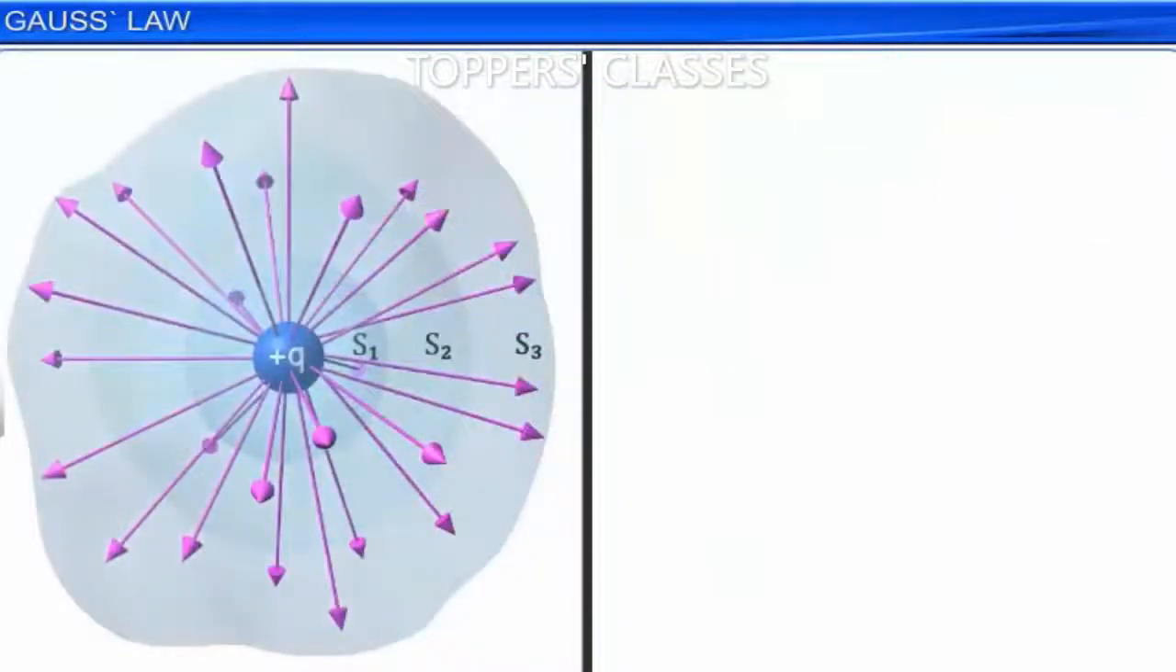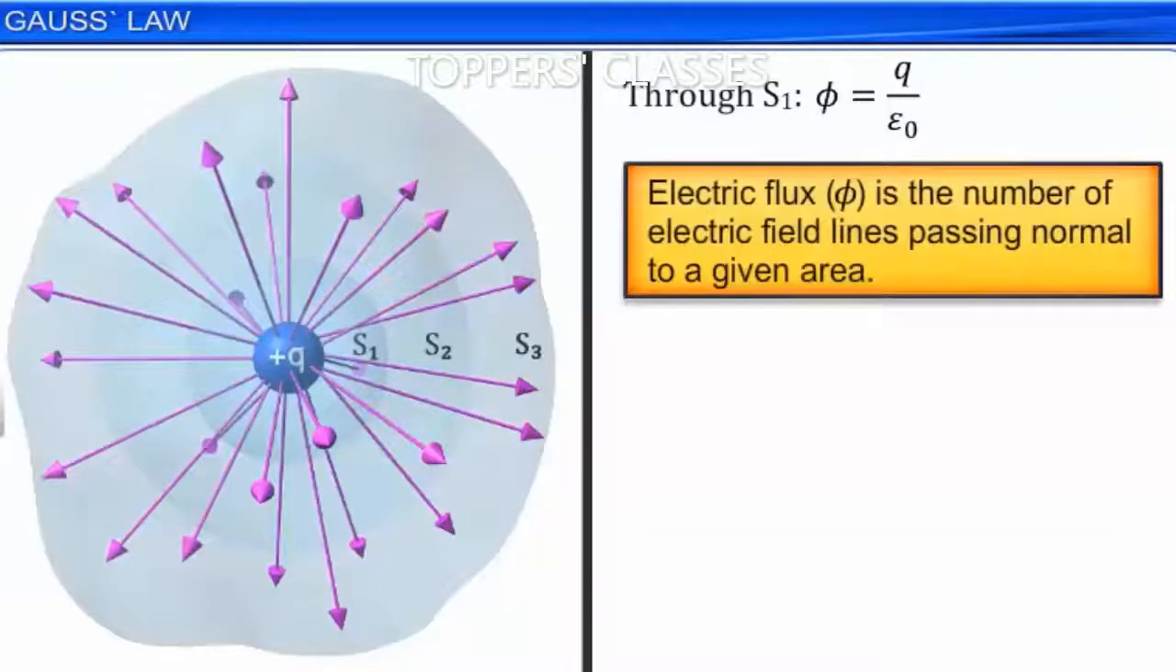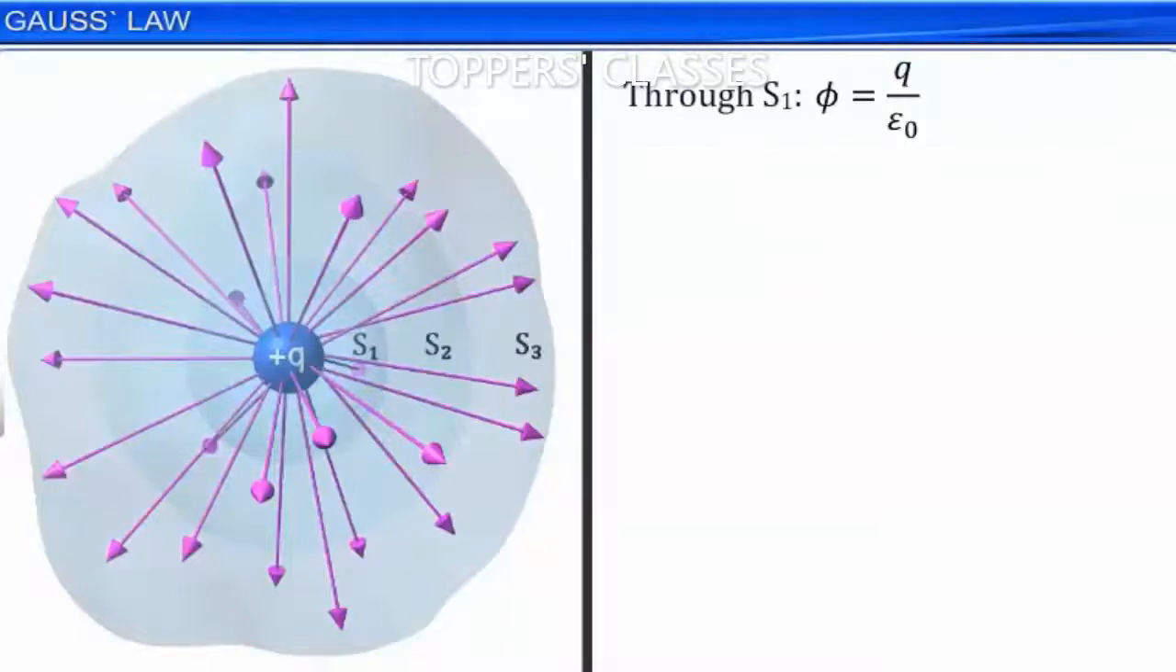We have seen that the net electric flux, phi, through S1 is equal to Q by epsilon naught. By definition, electric flux is the number of electric field lines passing normal to a given area. Here, we observe that the number of electric field lines that pass through S1 also pass through S2 and S3, normal to their surfaces. Hence, the net flux through S2 and S3 is equal to net flux through S1. That is, phi is equal to Q by epsilon naught.